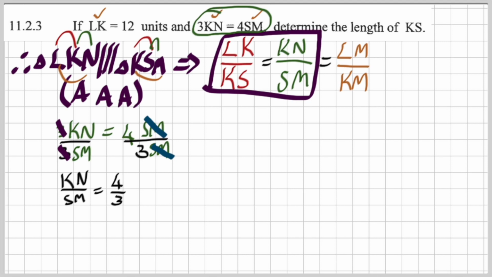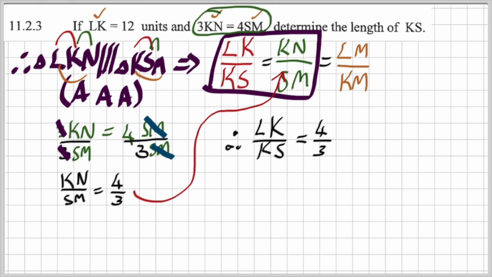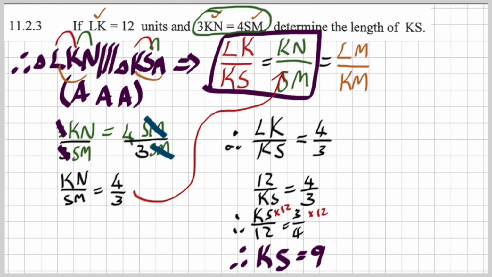This now, ladies and gents, I can substitute into that set of equations because remember, this is now my right-hand side. Okay? So once I've done that, I can substitute that LK is 12, and I'm going to solve for KS. How do I do it? I first of all reciprocate both sides. I flip both sides to get the KS at the top. Then I'm multiplying by 12 on both sides, leaving me with KS being 9.